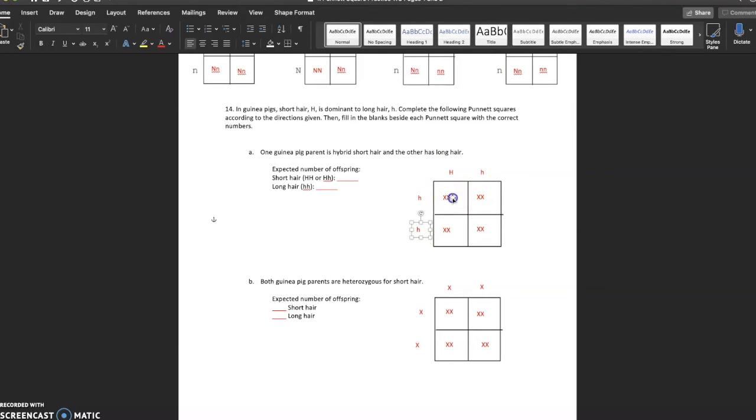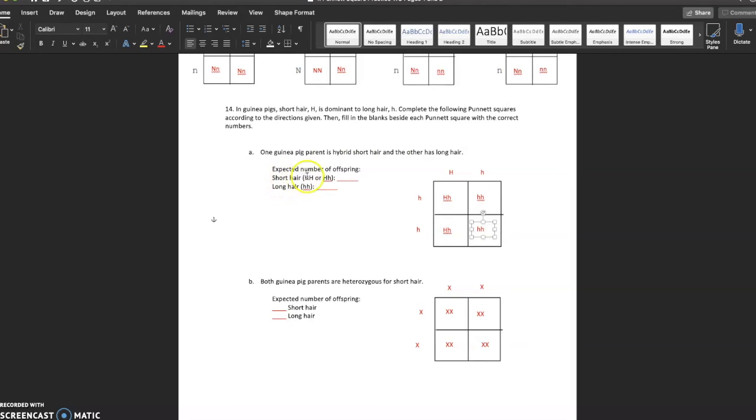Now that we have our parents completed, we can fill in those offspring. So for this first offspring, capital H from the top, lowercase from the sides, we have a hybrid offspring. For this one, we have lowercase and lowercase, so that is going to be homozygous recessive. For this one, we got capital and a lowercase, so we have another hybrid. And this one, we're also going to have two lowercase. Oops, edit undo, our best friend. So, lowercase and lowercase.